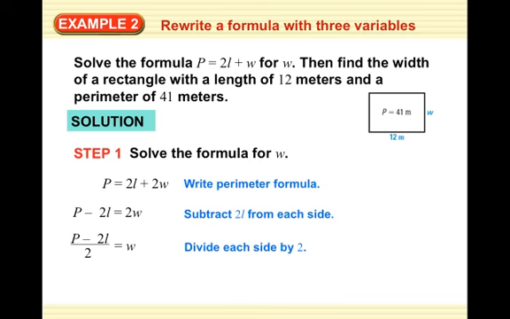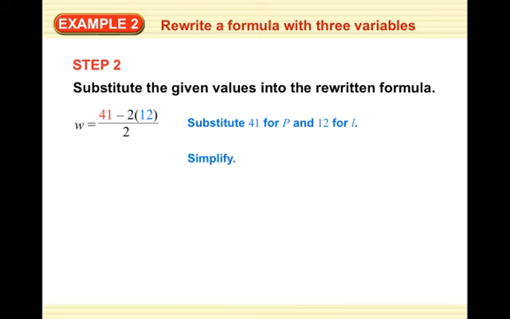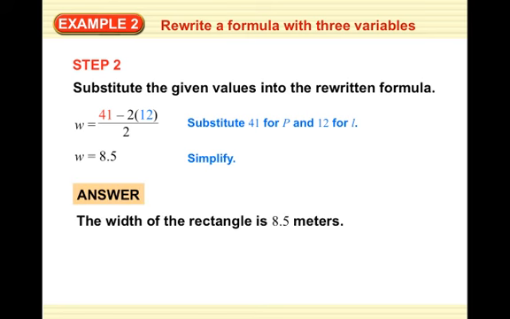Now we need to substitute and simplify the values that were given. So we're going to substitute the given values into the rewritten formula. So we're going to substitute 41 for P and 12 for L. So we'll have 41 minus 2 times 12 over 2. So 2 times 12 is 24. 41 minus 24 is 17 over 2. I'm going to keep simplifying. 17 divided by 2 is 8.5. So the width of the rectangle is 8.5 meters.